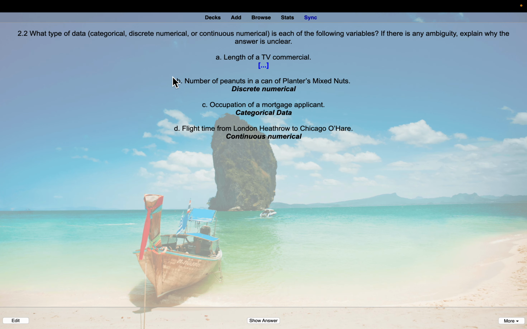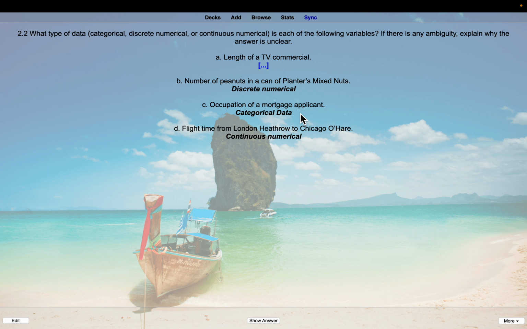Okay. What type of data is each of the following variables? If there is any ambiguity, explain why the answer is unclear. Okay, so we already have the answers for B, C, and D. For letter B, the number of peanuts in a can of mixed nuts. This is discrete numerical. So the number of peanuts, so numerical. Occupation of a mortgage applicant. This is categorical data. We can't really quantify it in any way.